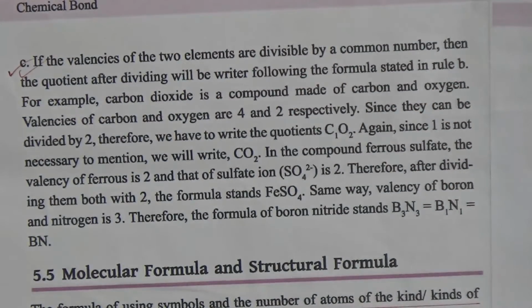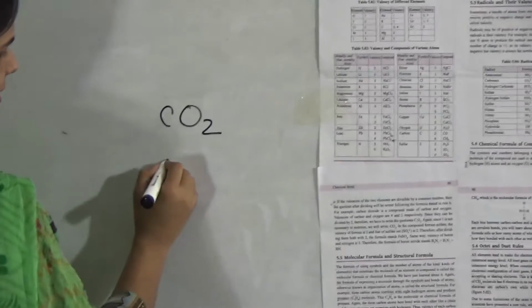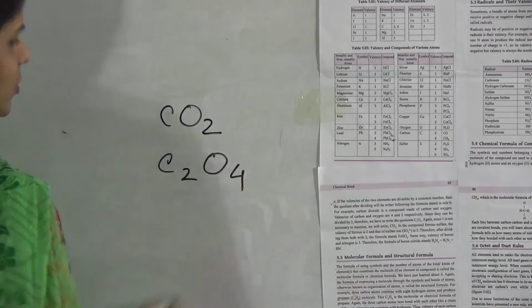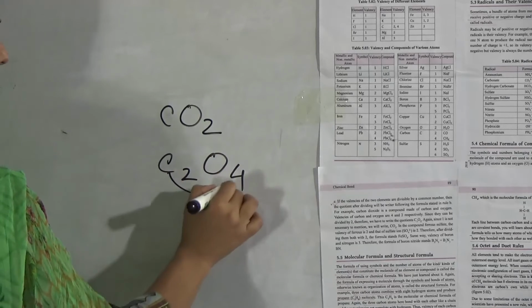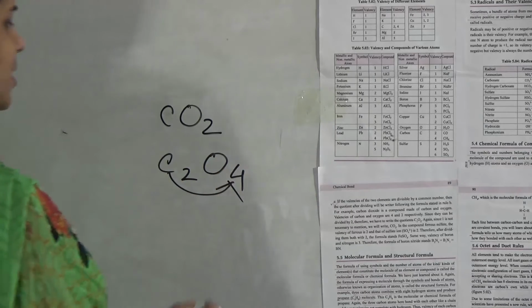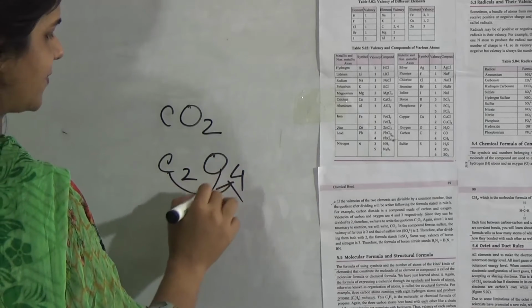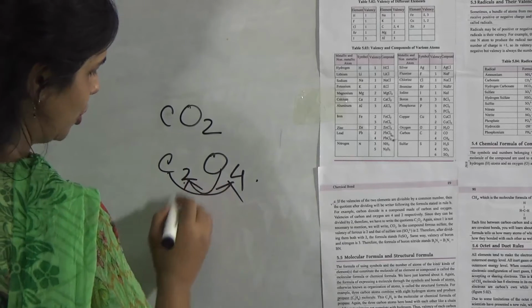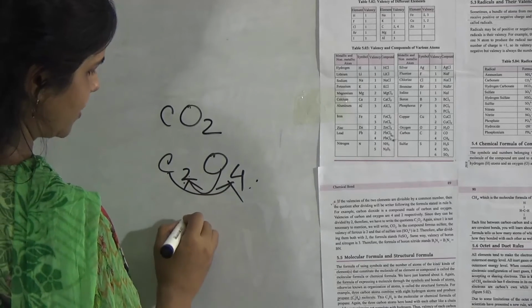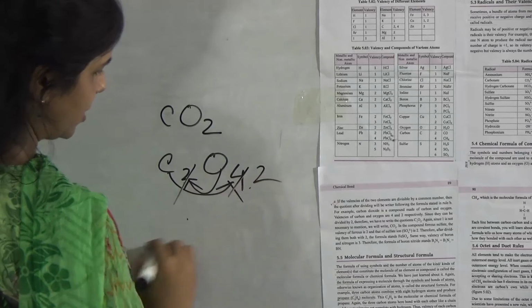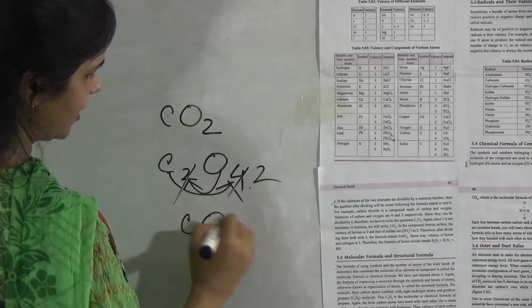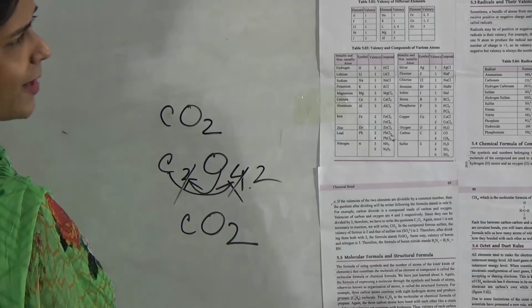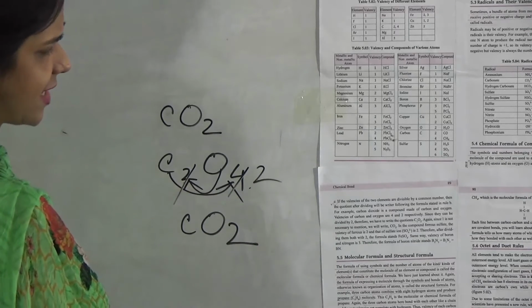Here we said carbon dioxide, and we know the carbon's valency is 4, the oxygen valency is 2, and we can cut with 2 because there is a common factor. So this 2 will cut with this 4 and we can write CO2, and this also follows the second system.